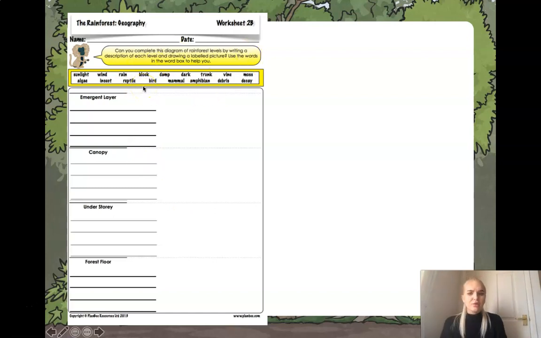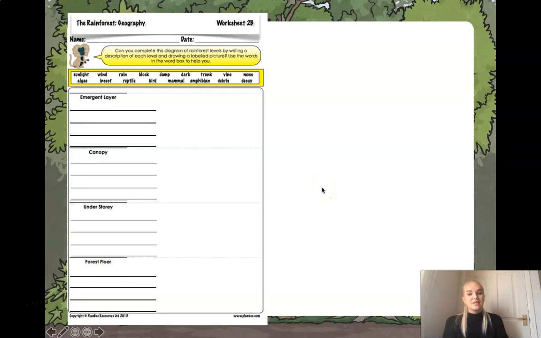So if you're stuck and you're thinking, I only think I can label a tree, well, you can't just label a tree. You could label the fact that there's lots of wind. It gets lots of sunlight. You could label that there's lots of insects in the understory and the forest floor.